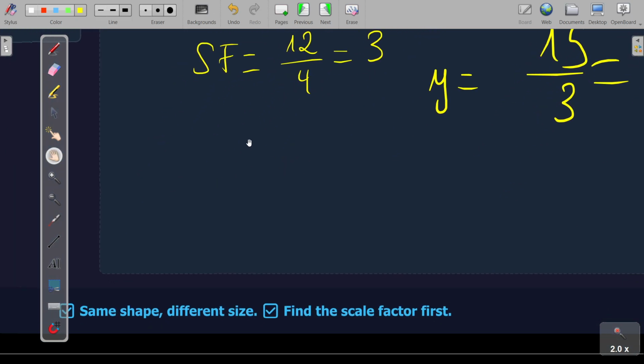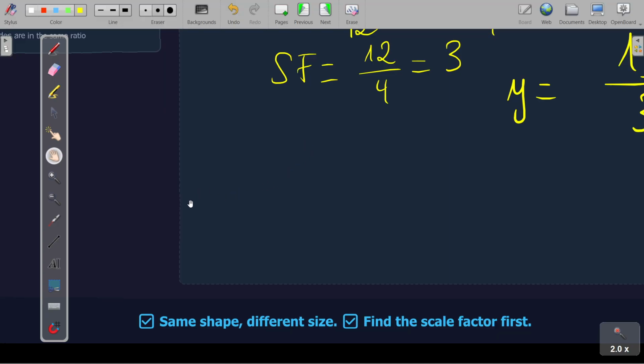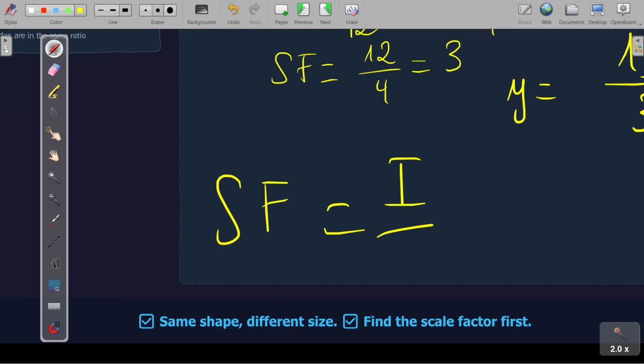To remind yourself of today's key ideas, always match the corresponding sides to find your ratio, and remember the golden rule is that scale factor equals the image divided by the original. I'll write that for you again: the image over the original. Multiply to zoom in, divide to zoom out, and I'll see you in the next video.